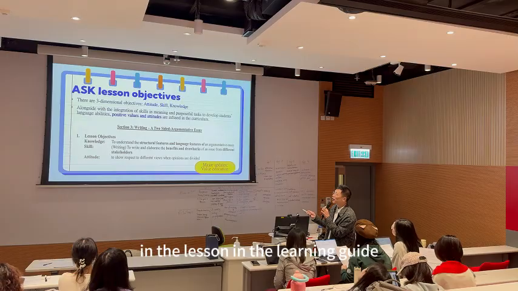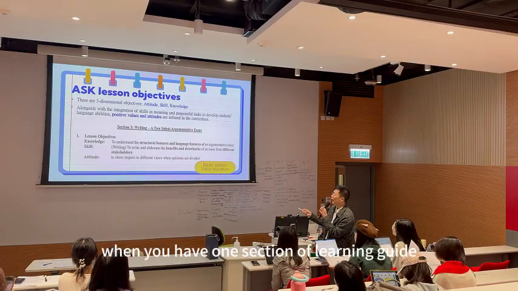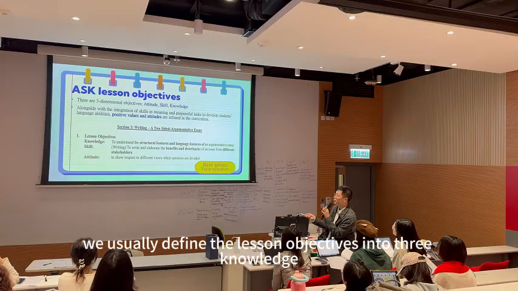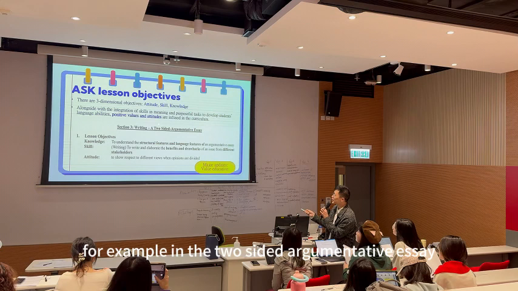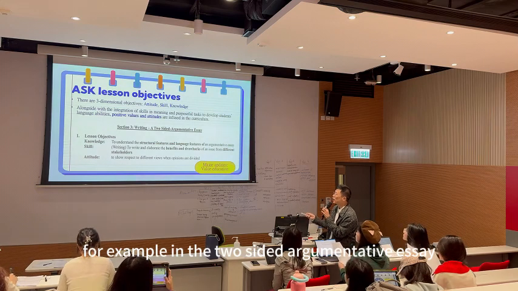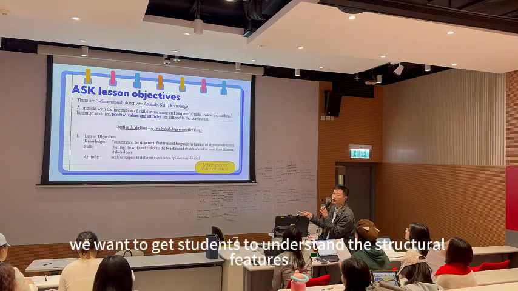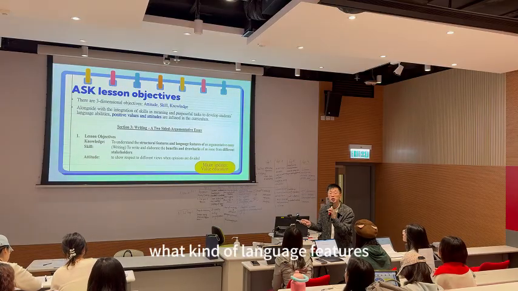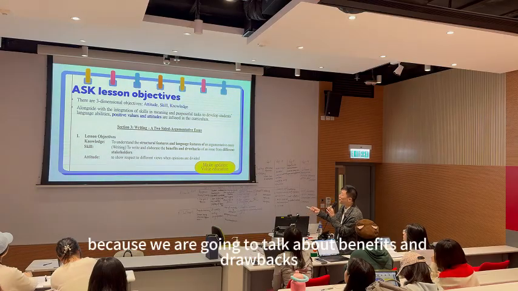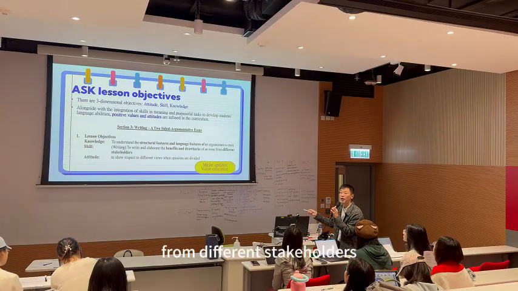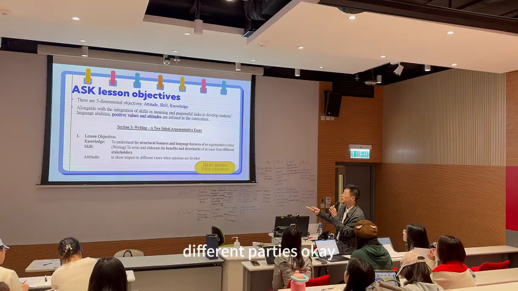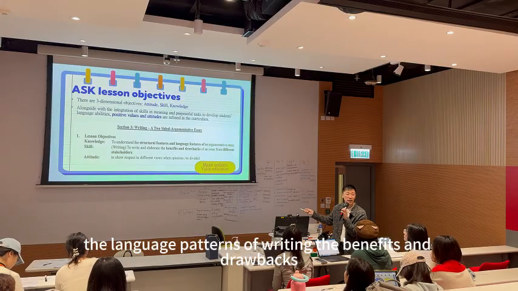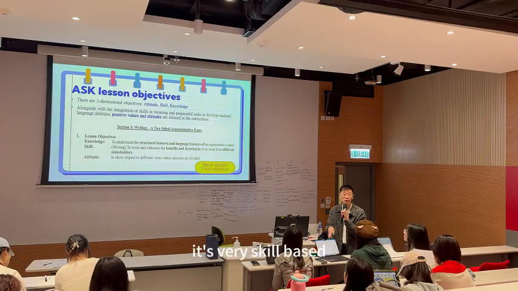In the learning guide, when you have one section of learning guide, you need to have lesson objectives very clear. In Hong Kong, we usually define the lesson objectives into three. Knowledge. For example, in the two-sided argumentative essay, we want to get students to understand the structural features of the argumentative essays and also language features. What kind of language features? Because we are going to talk about benefits and drawbacks from different stakeholders, different parties. Okay, so we need to give them the language patterns of writing the benefits and drawbacks. It's very exam-oriented, it's very skill-based.